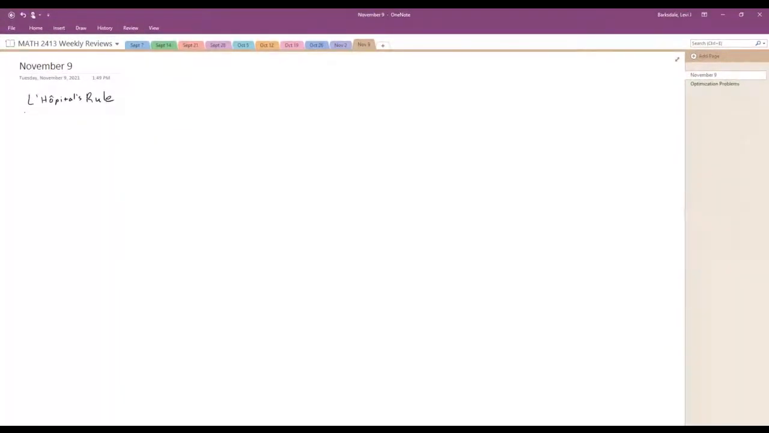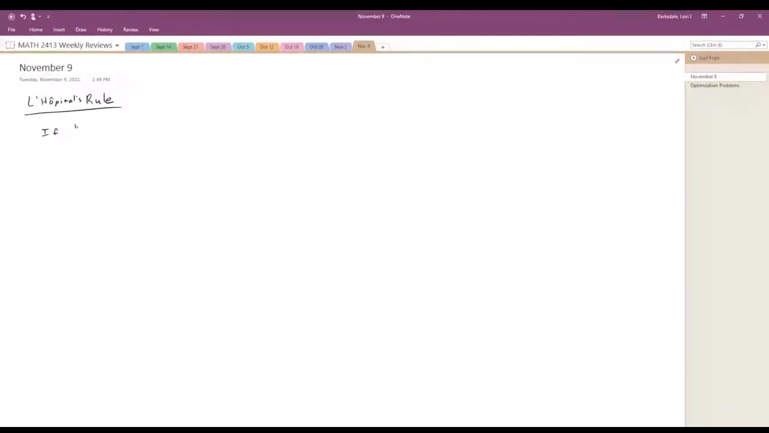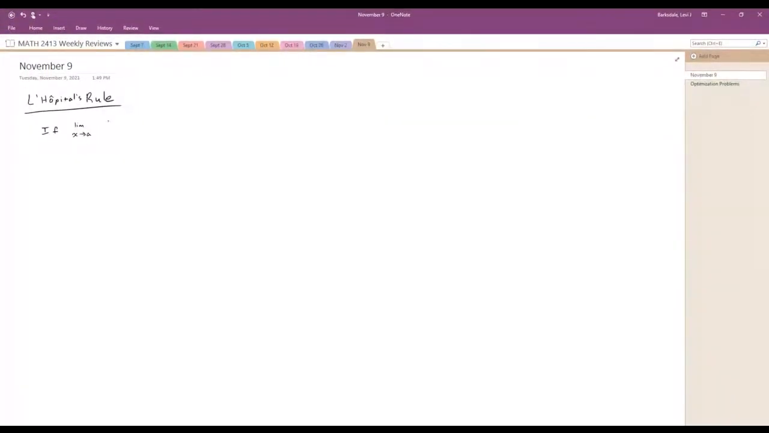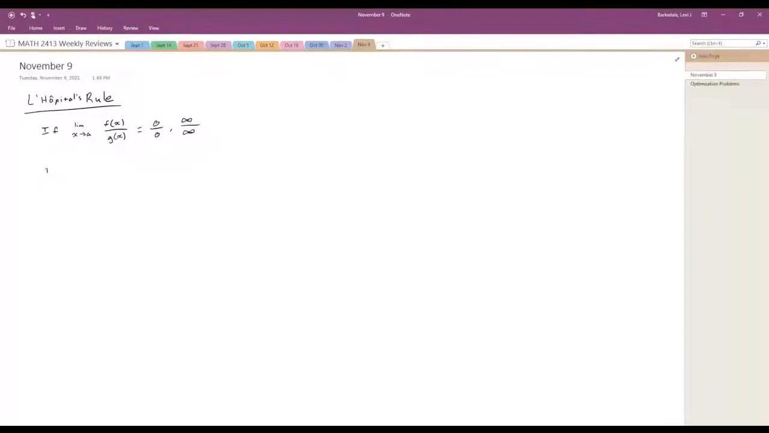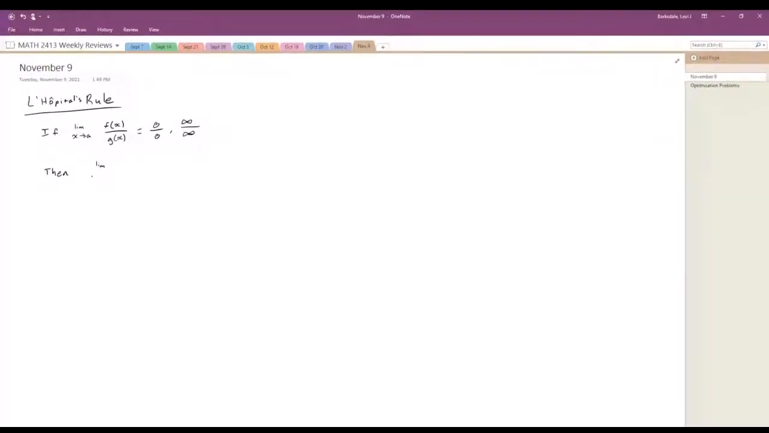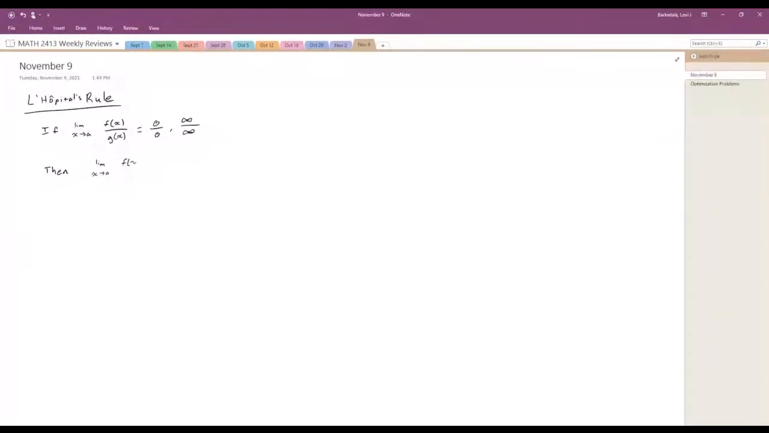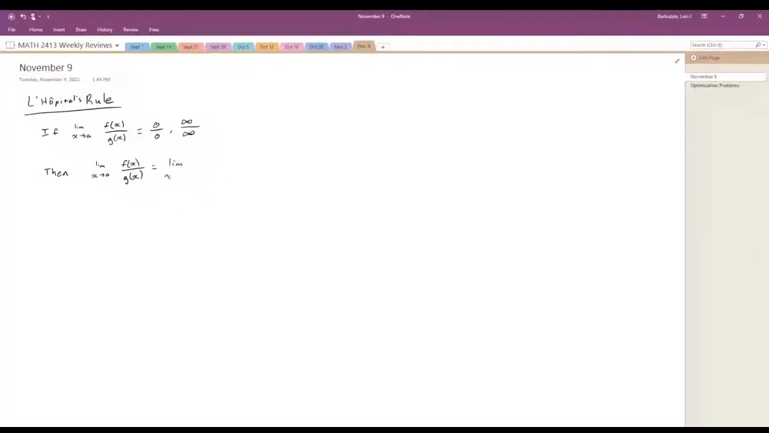If you'll remember, L'Hopital's rule says if we have the limit as x goes to some point of f of x divided by g of x, and we get an indeterminate form, such as 0 over 0 or infinity over infinity, well then we can say that the limit as x approaches a of f of x over g of x is equivalent to the limit as x goes to a of the derivative of f of x over the derivative of g of x.